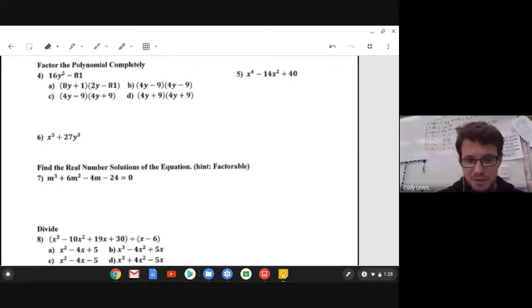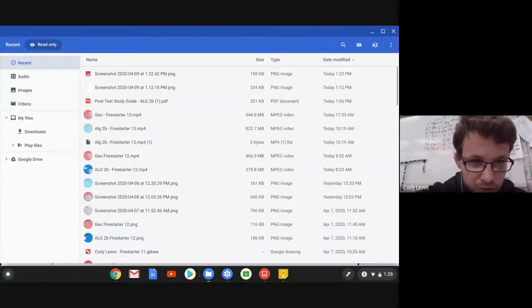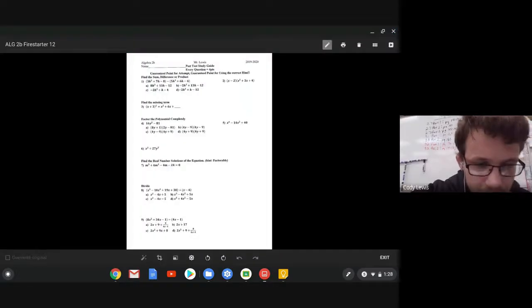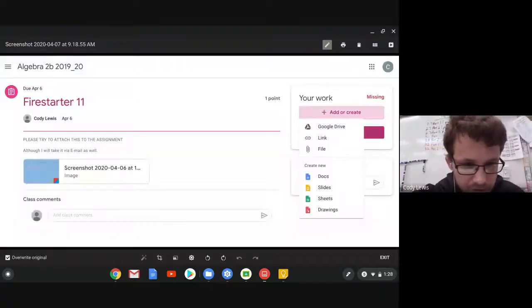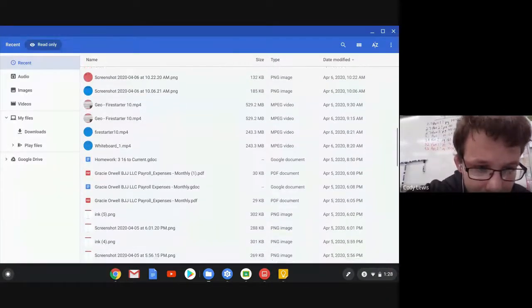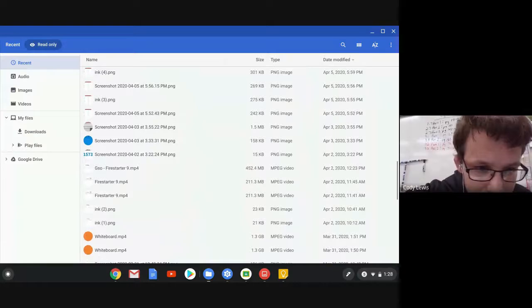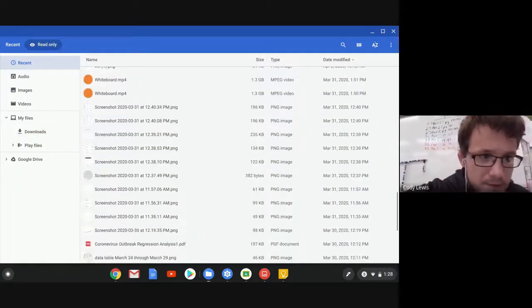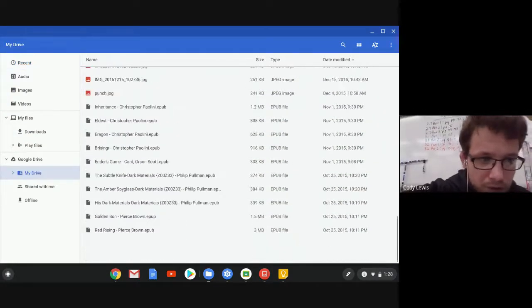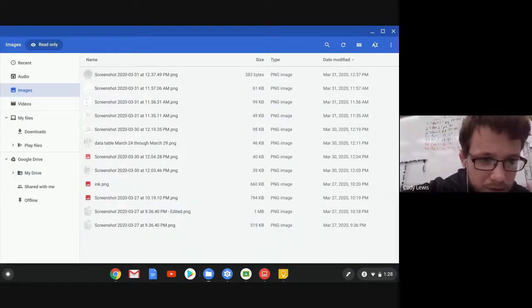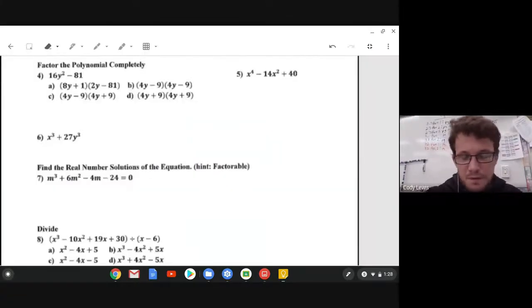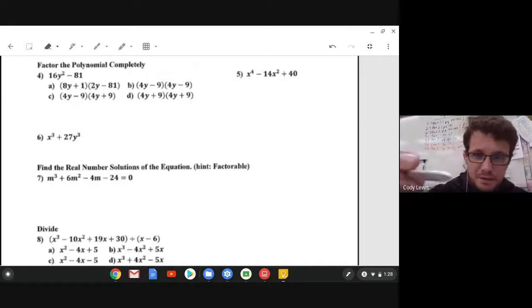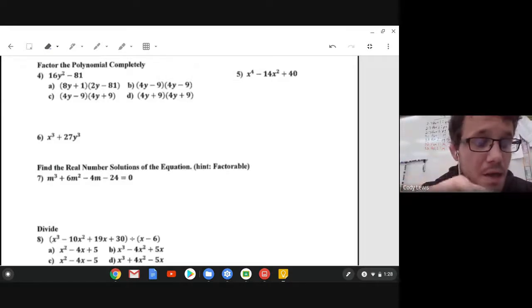Factoring the polynomial completely. I should be able to pull this up. That's not what I want. Also not what I want. I was trying to find our factoring GPS, but I don't know where that picture's at off the top of my head.